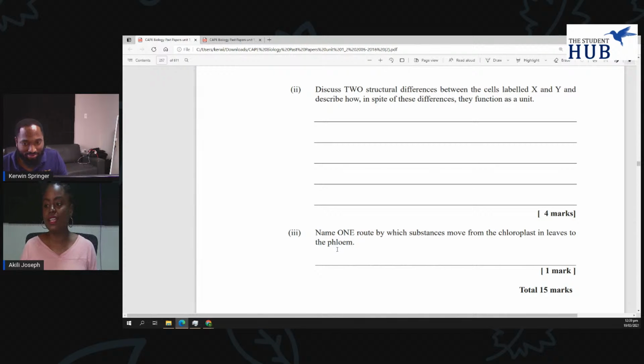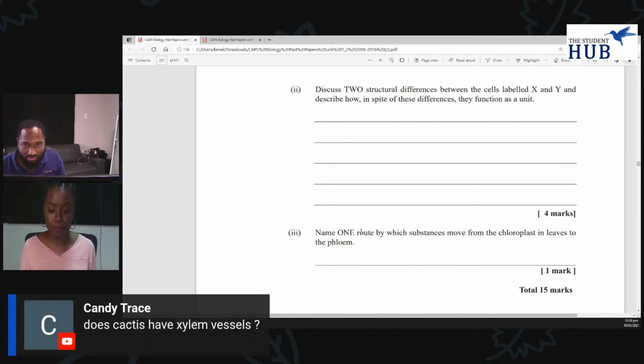So this question is a theory-based question, so when you would have covered your content, you should know that there are various pathways in which they can move through, and that would be an apoplastic pathway, a symplastic pathway, or through your palisade.